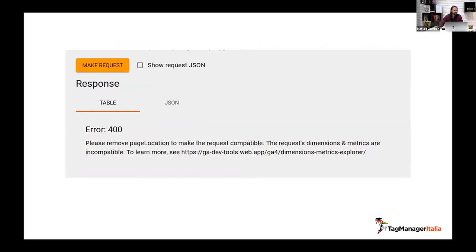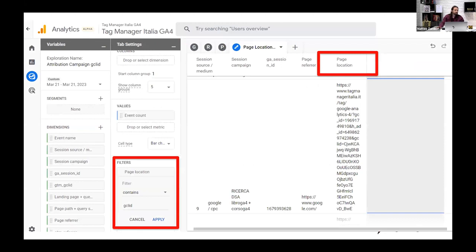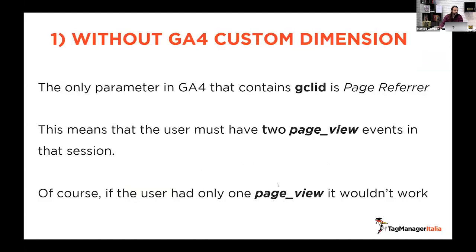There is another little problem. You cannot use GCLID directly in GA4. So the page location is not, unfortunately, the right way to do this. Page location is available in exploration, so you can create an exploration report. You can filter by GCLID and you can grab information, but you cannot do this by API. So the problem is this.